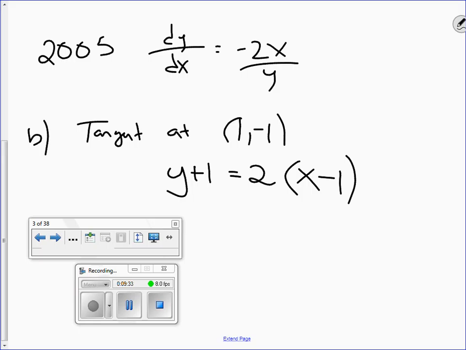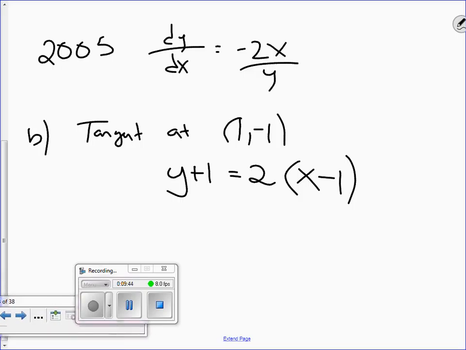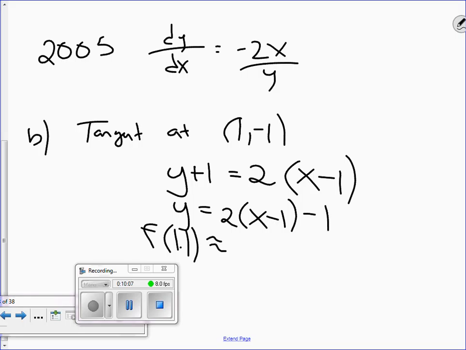And did we have to use it to approximate something? 1.1. So if you have to approximate the function at 1.1, you don't plug 1.1 into the function because you don't know what it is. What do you plug it into? The x of your tangent line. So y equals 2 times x minus 1, minus 1. That's the tangent line. So we just say f of 1.1 is approximately equal to, and you plug 1.1 into that.